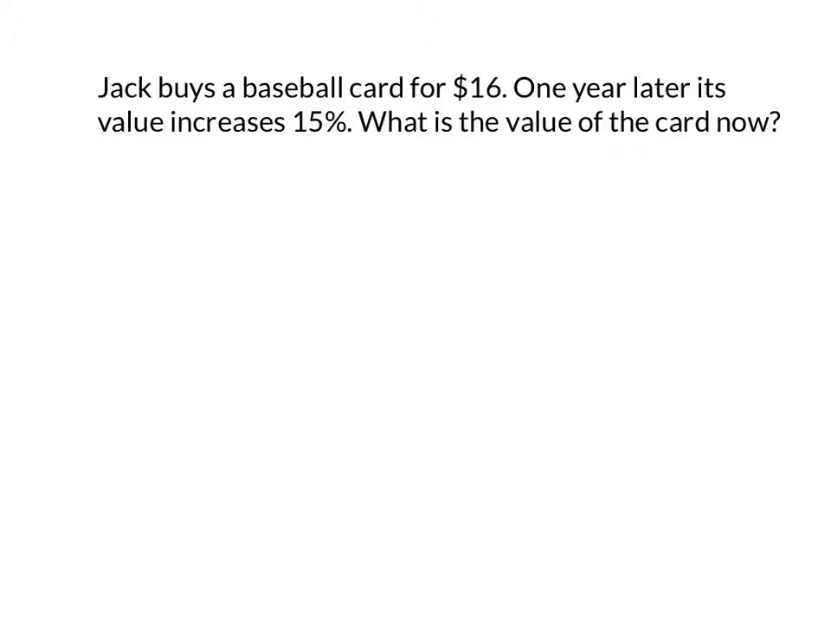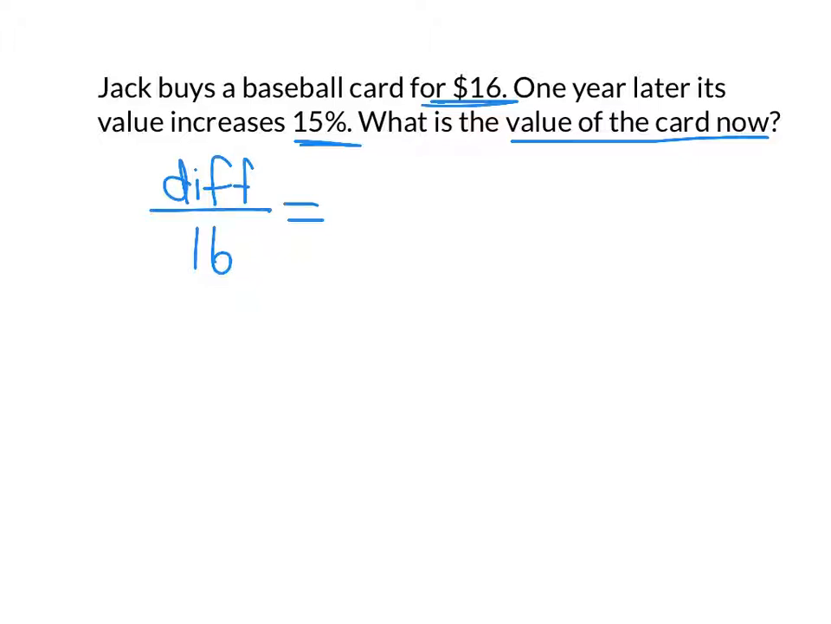Jack buys a baseball card for $16. One year later, its value increases 15%. What is the value of the card now? So this time, they've given us an original amount. But this time they gave us the percent. So here it's definitely going to be easier to use the proportion. So this time though, I don't know the value of the card now, so that's the difference. So I don't know the difference. But I do know the original amount, that's $16, and I do know the percent change, and that is 15 over 100.